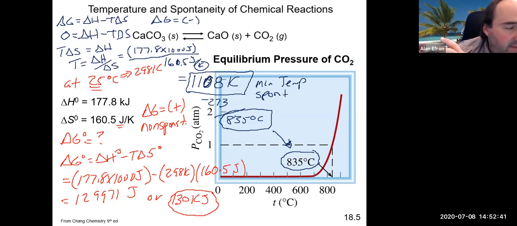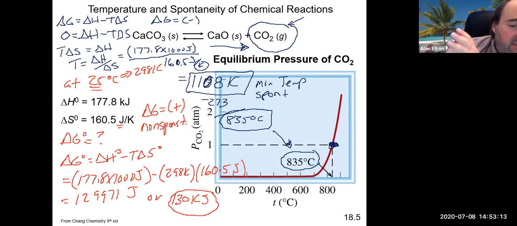How do we know that from the graph? If we look at the graph, we are graphing the pressure of CO2 on the Y, temperature in degrees Celsius on the X. The only thing that's a gas in this entire reaction is CO2, which means the only way we could actually get pressure to occur in this reaction is this reaction needs to go this way and start producing some CO2.